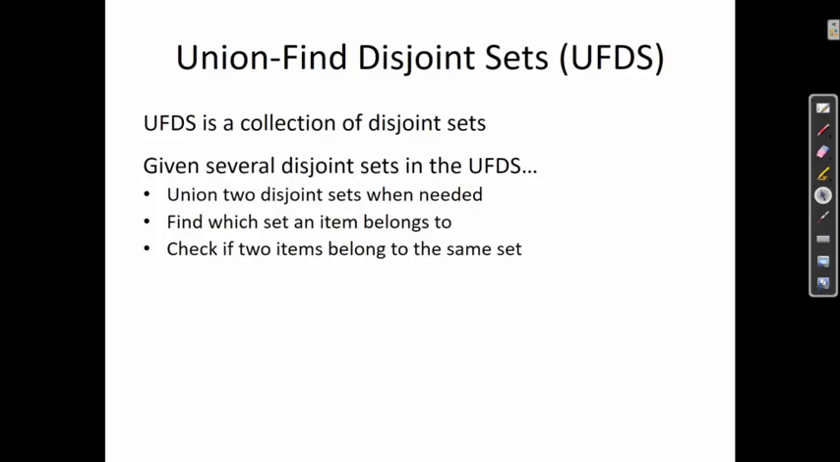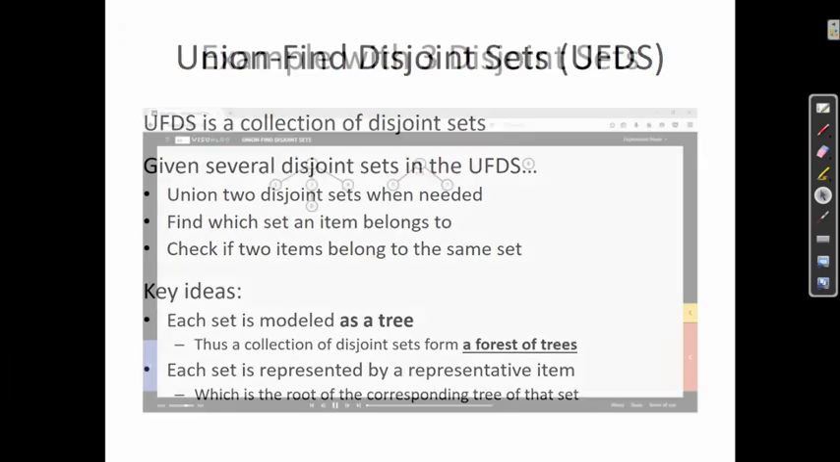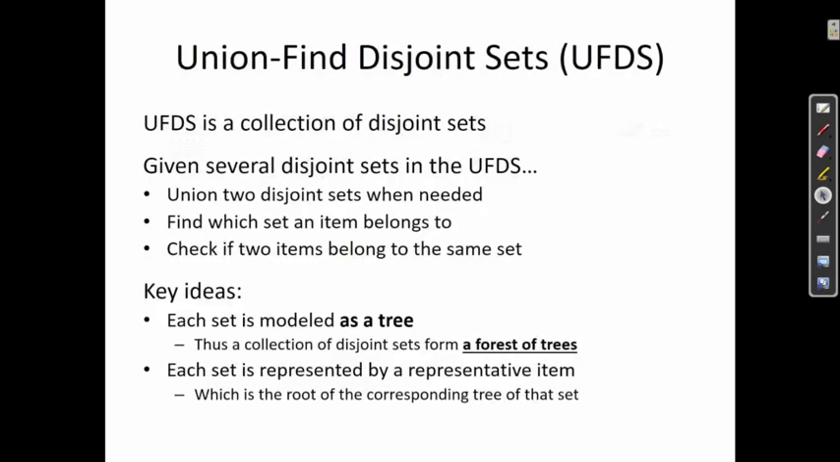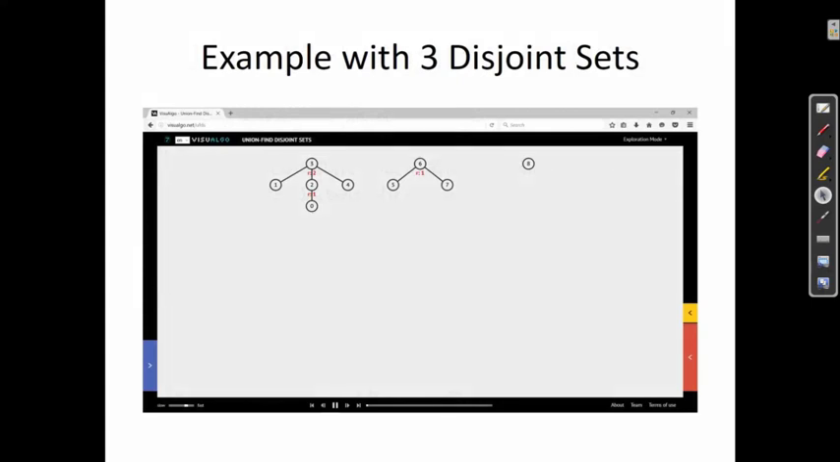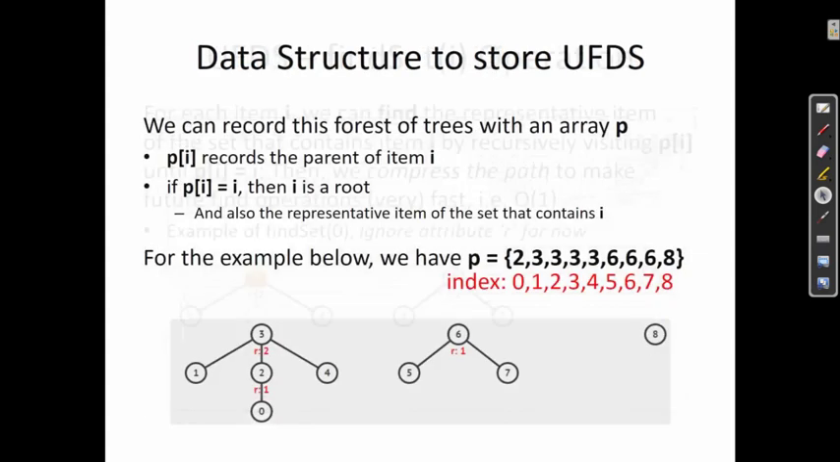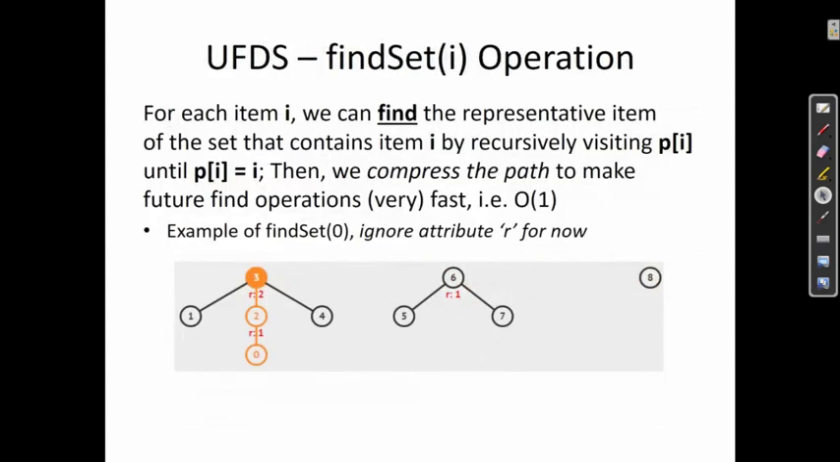Okay, let me go back and show you. Basically, you can see that the disjoint set forms a forest of trees. You have multiple trees in this, so it forms a forest of trees.